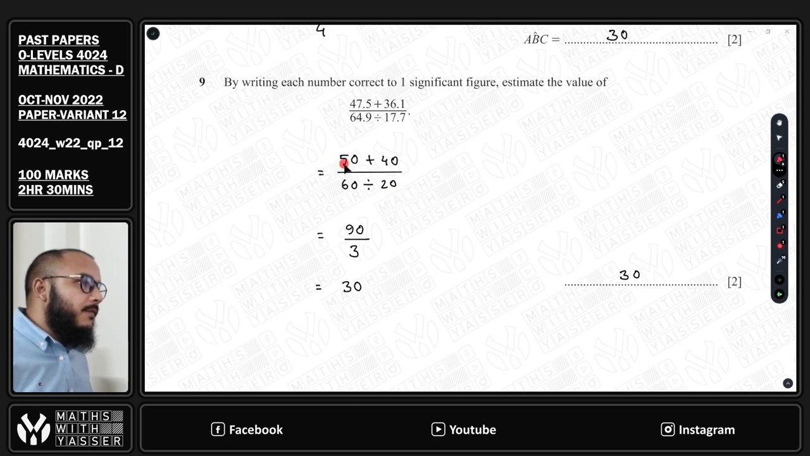So now we have 50 plus 40, which is 90, and 60 divided by 20 is 3. So it will become 90 over 3. That means it will be 30.